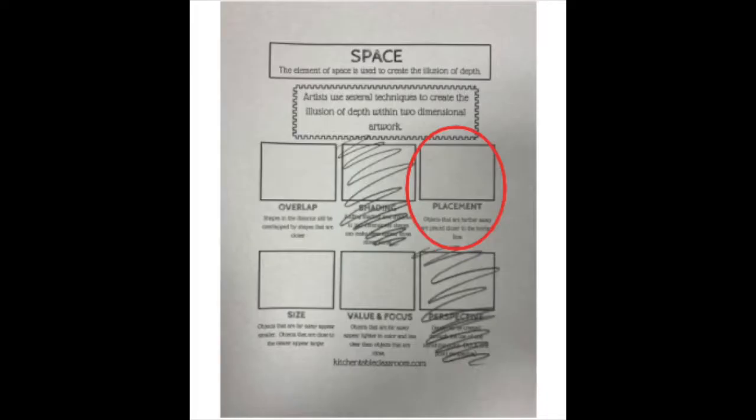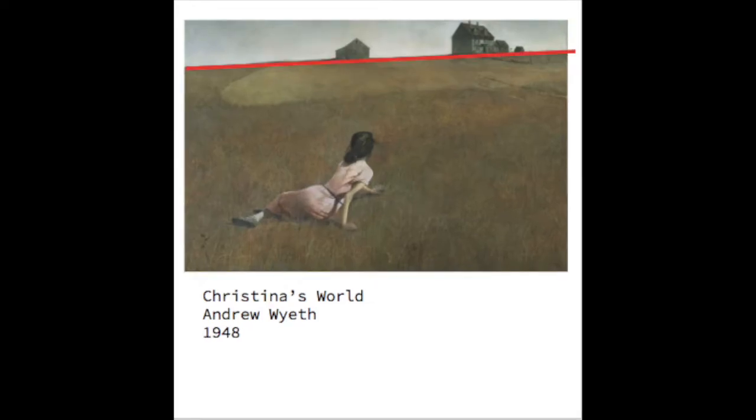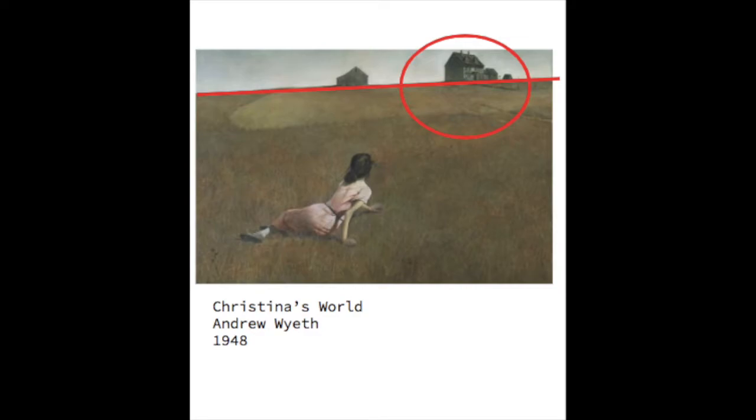The next one we're going to do is placement. Objects that are farther away are placed closer to the horizon line. A horizon line is where your sky meets your ground. Let's take a look at Andrew Wyeth's Christina's World. This was painted in 1948. When you look at this, you see the house is on top of our horizon line. So that tells us that the house is further away from us.